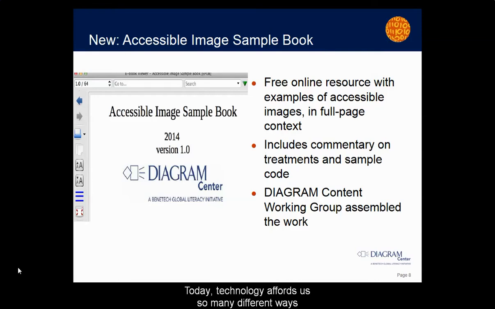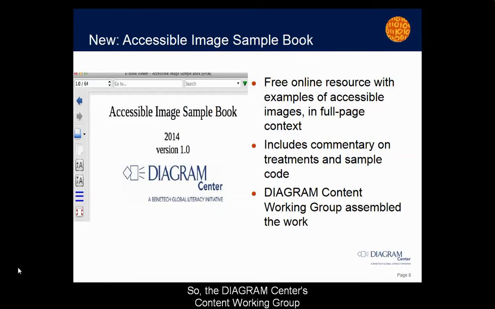Technology affords us so many different ways for an image to be made accessible. These will include short and long descriptions, tactile graphics, mathematical markup language, which we refer to as MathML, sonification, audio description, and even 3D printing. But really, unless you're part of the accessibility community, you probably haven't had much chance to see, hear, touch, or otherwise interact with any of these alternatives.